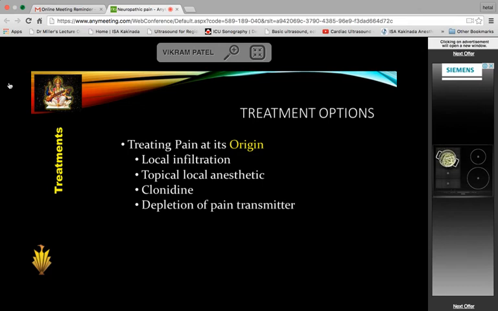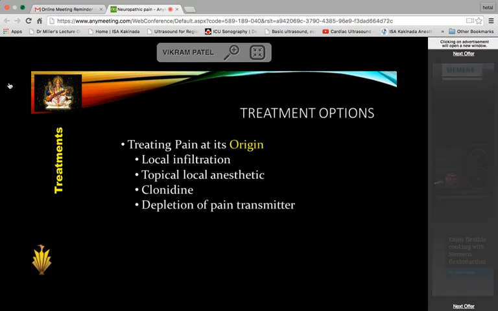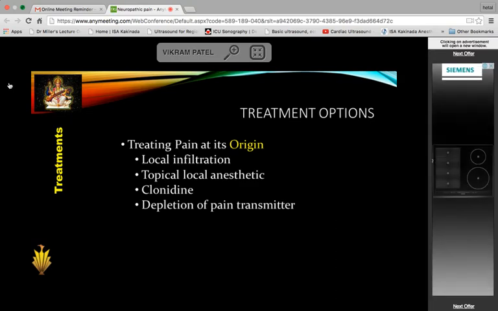Then we can also look at depletion of the pain transmitter. For example, substance P depleter, which is capsaicin. And capsaicin is the main ingredient of hot chili pepper. And so when it is applied initially, it will release the substance P, and that is what causes the burning pain. But when repeatedly applied, it will deplete the substance P, and finally the patient will have pain relief from the given origin of the pain.